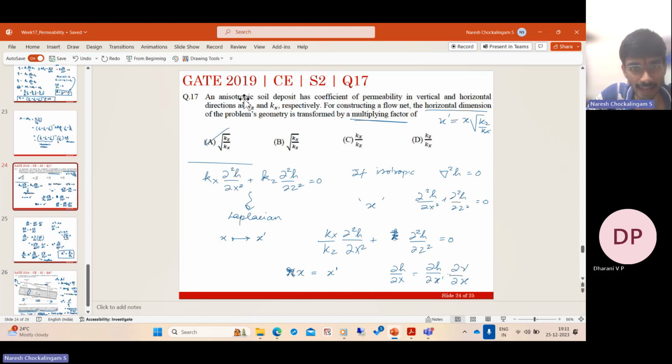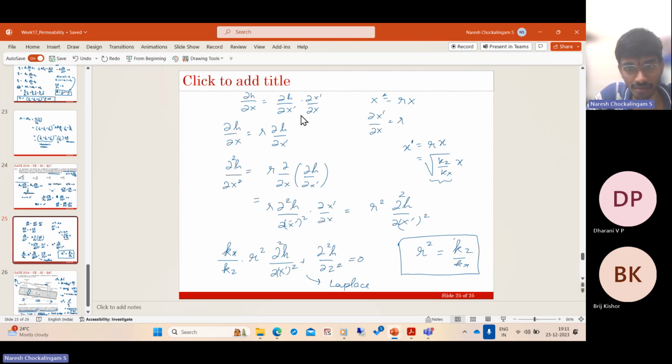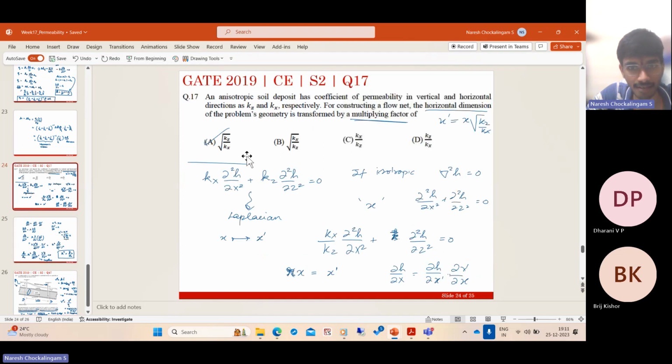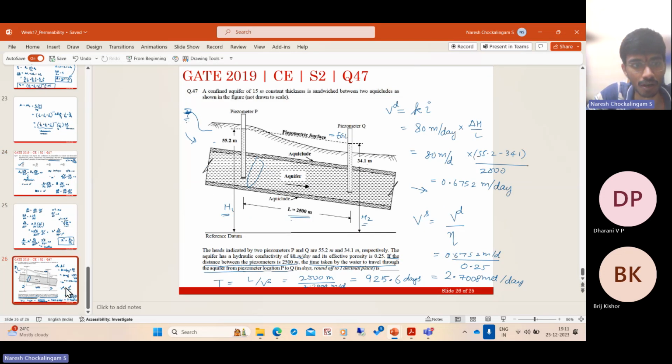And then we saw if the soil is anisotropic, we don't get the Laplace equation. So we need to do a certain transformation to the independent variables. So x and z are the independent variables. If we do certain transformation, we can transform this equation to the Laplacian. So we choose the scaling factor r such that we get the Laplace equation. And that gives this other concept. So if you multiply the horizontal coordinate by this factor square root of kz by kx, we get the Laplace equation, and then we can construct the flow net in the transformed geometry. And we also solved this problem of seepage between two wells.